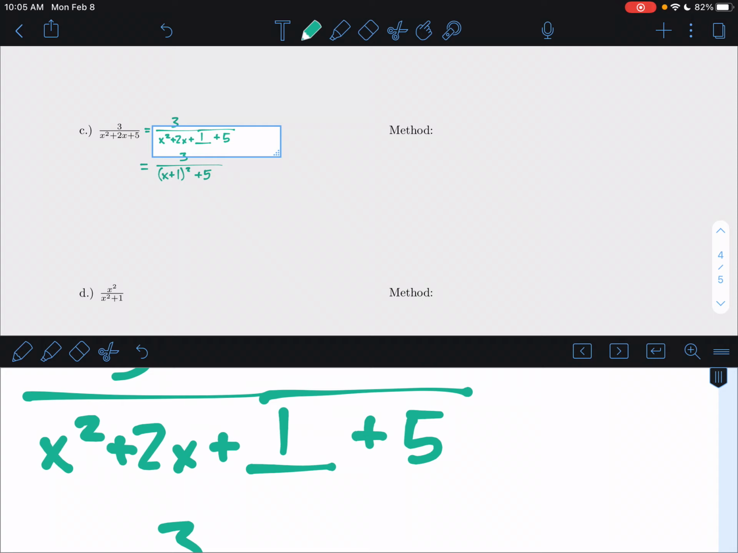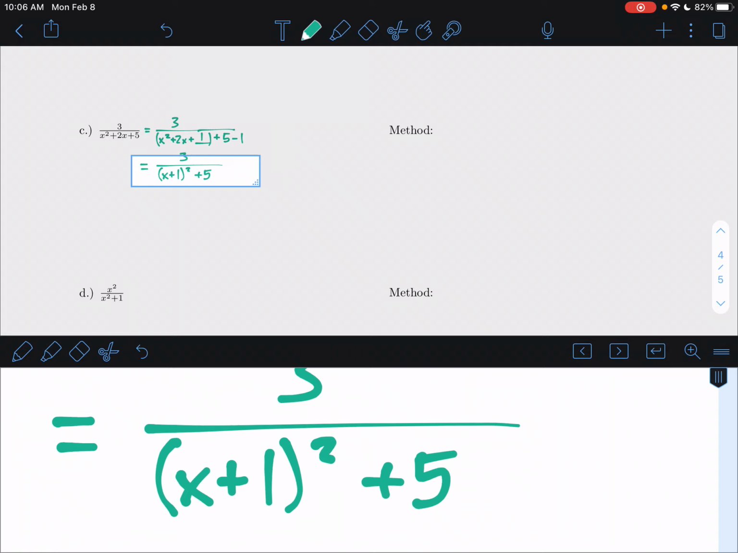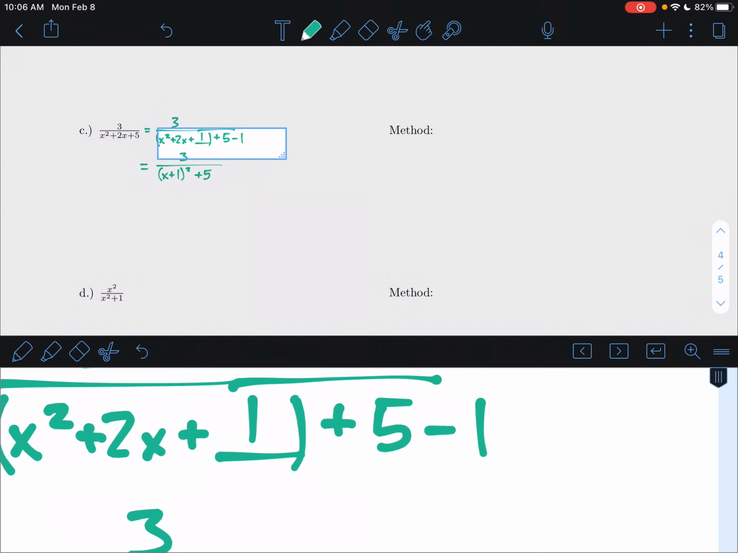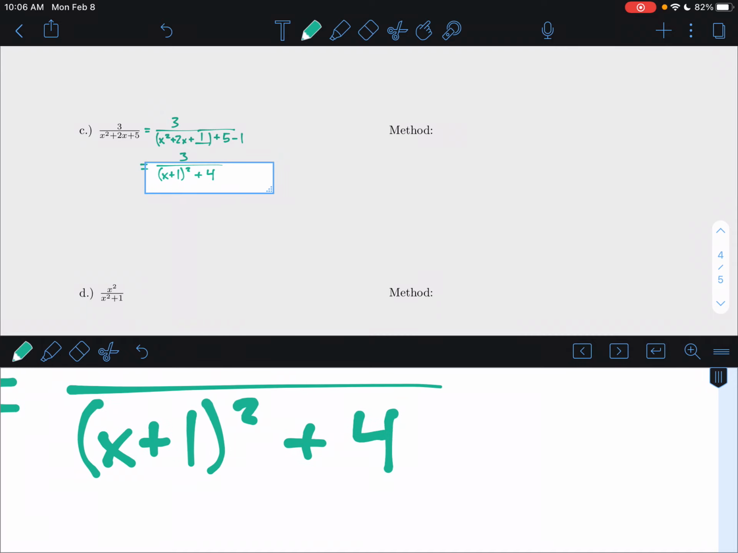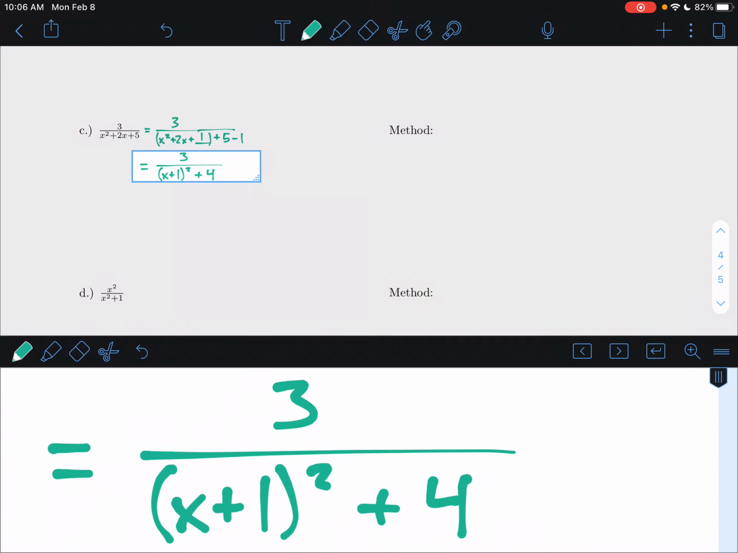But I can't just pull that 1 out of nowhere. I have to basically subtract 1. So I'm adding 0, basically. If I add 1 and subtract 1, it's like adding 0. But this part here turns into this x plus 1 squared. So now outside, I have 5 minus 1. So I wouldn't have 5 there, actually. I would have 4, because it's 5 minus 1. And now I have 3 over x plus 1 squared plus 4.